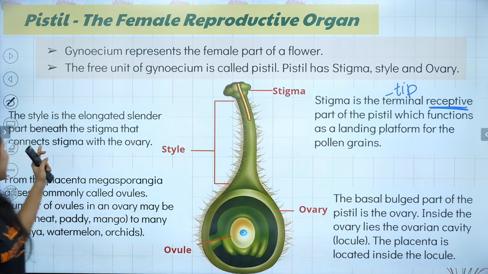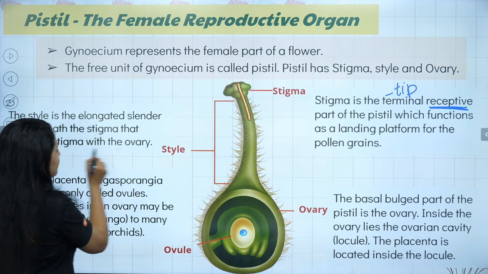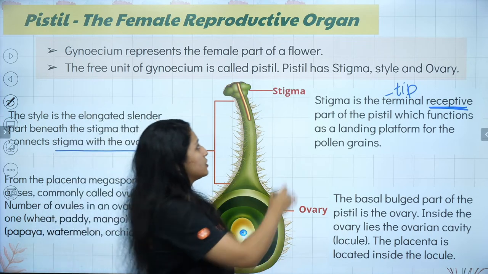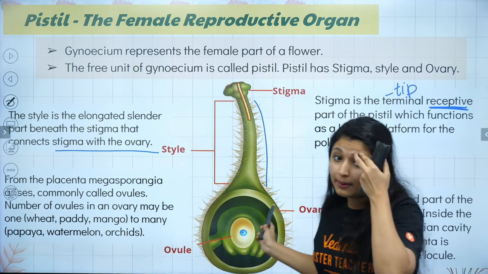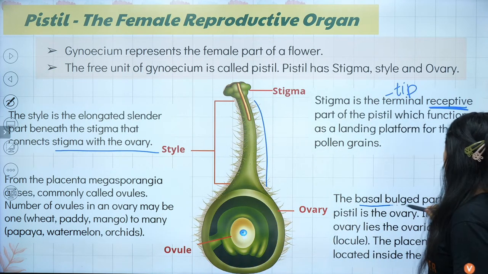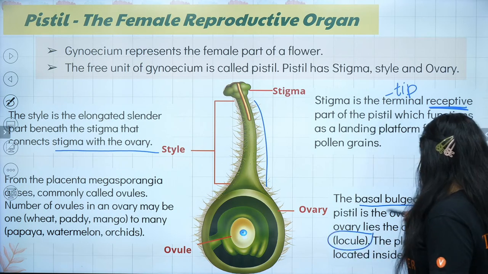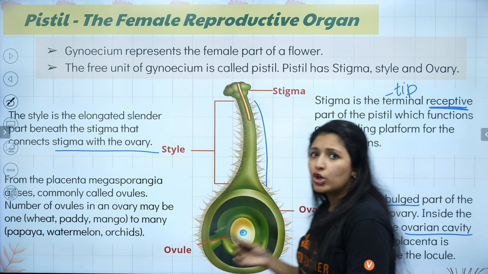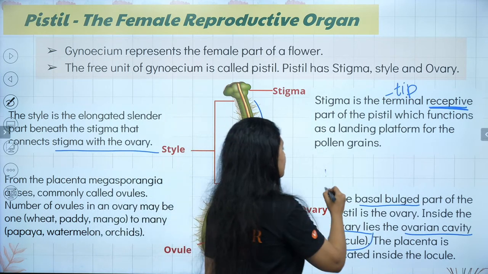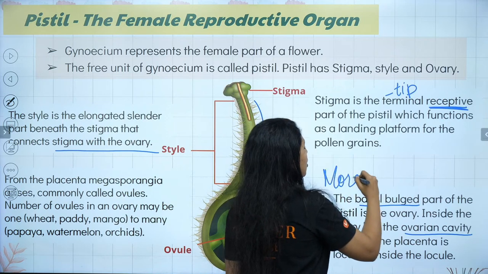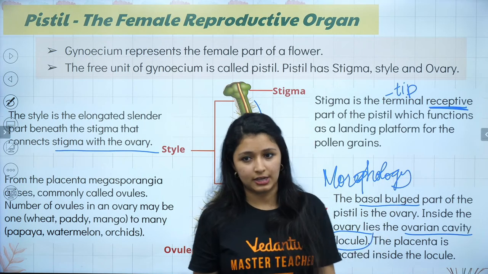Then, the style. Style is the elongated slender part beneath the stigma that connects the stigma to the ovary. It's there only for connecting. So stigma is there, ovary is there, it has to connect. This is your style part. And then we have the ovary, the bulged, basal part. Inside the ovary we have the ovarian cavity, which is the locule. Placenta is also there. Locule, placenta, placentation: go back and refer to your morphology of flowering plants. We have learned this all in morphology, so we don't have to repeat this again.